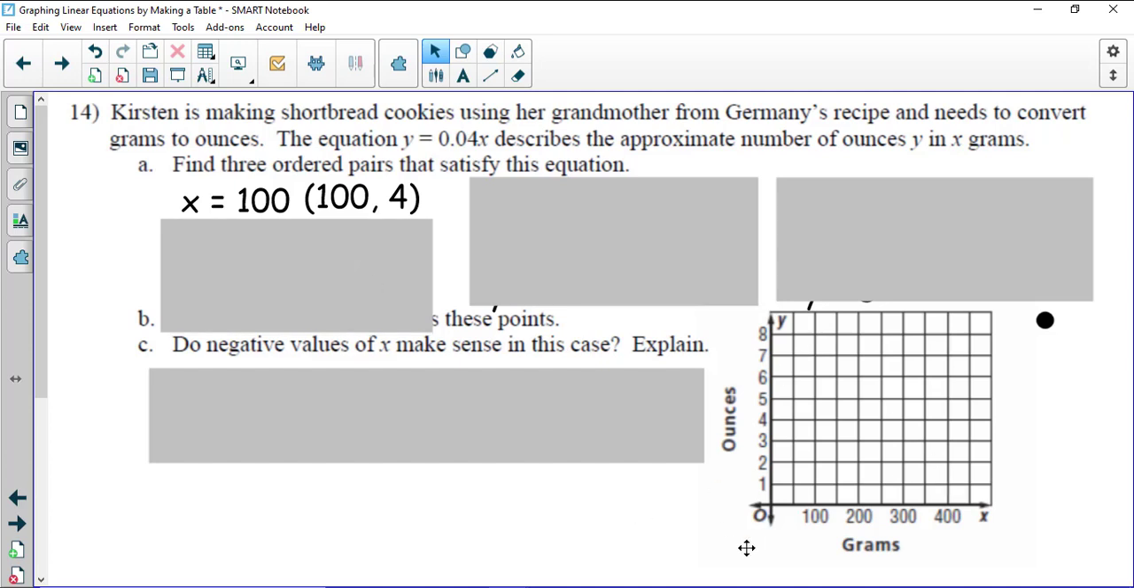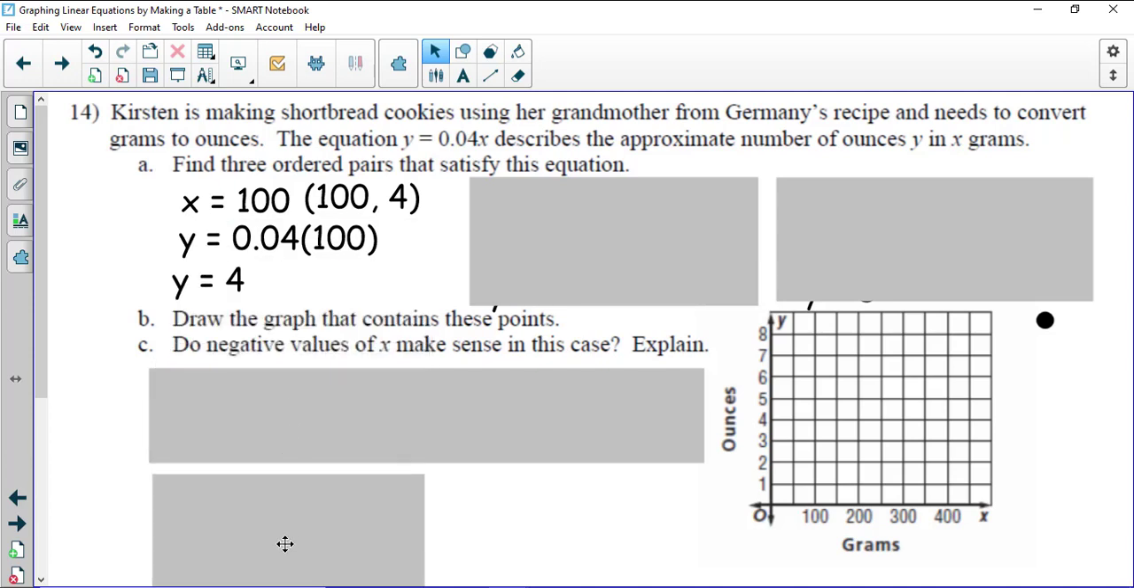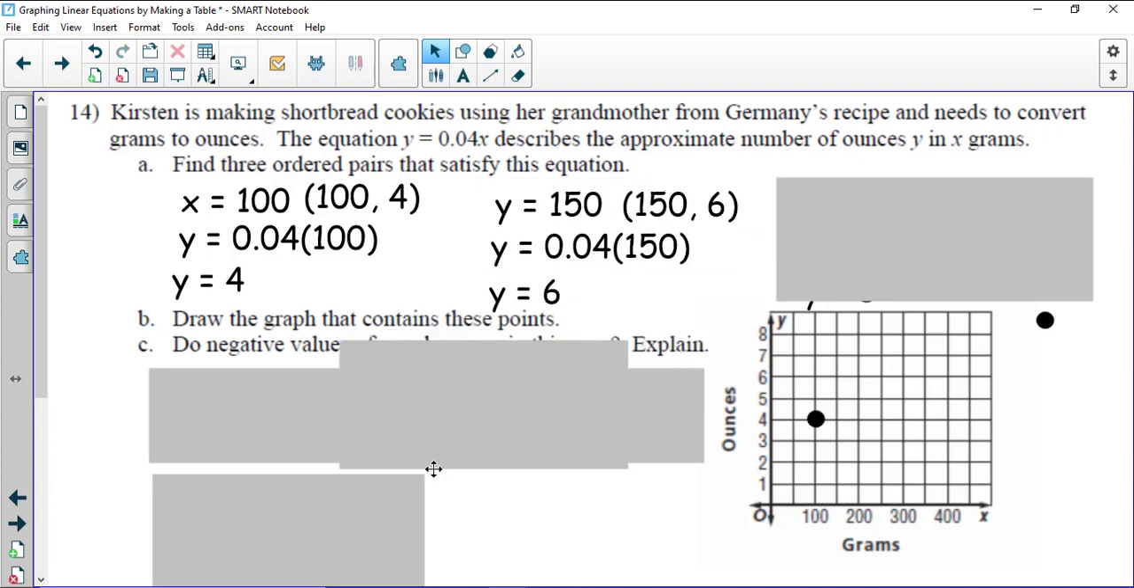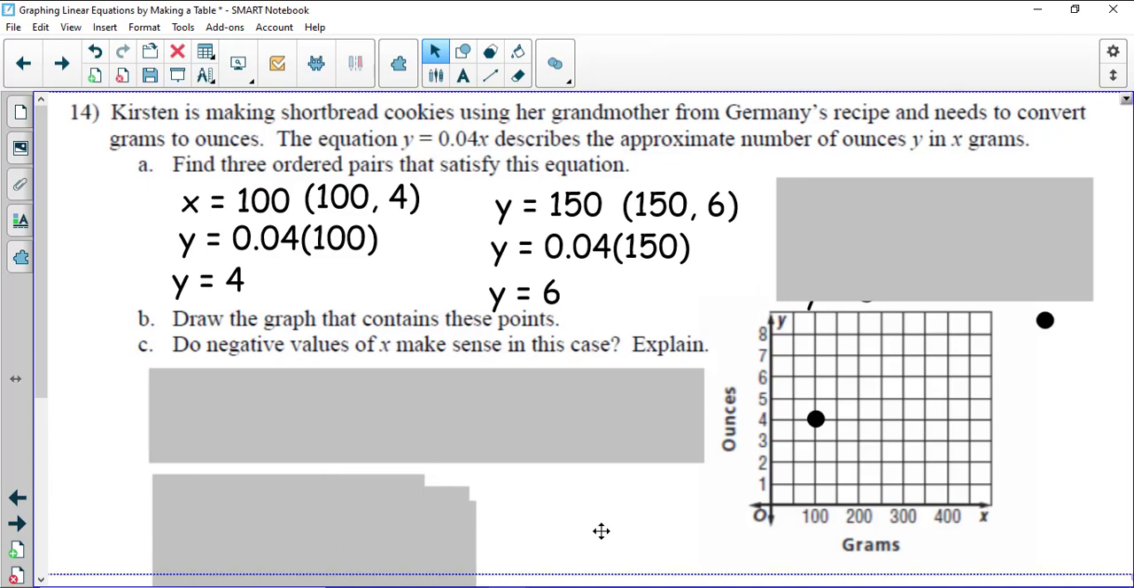So since I saw this graph that we had here, I started with numbers like 100 because obviously if you're just plugging in 1, that's going to be pretty hard to graph on this. So I let x equal 100 and I did y equals 0.04 times 100, which is 4. So that ordered pair will be 100 comma 4, and I can actually graph this. That would be right here. I then chose 150 as my next one, so I did 0.04 times 150, which got me 6. So 150 comma 6 would also be on this graph.